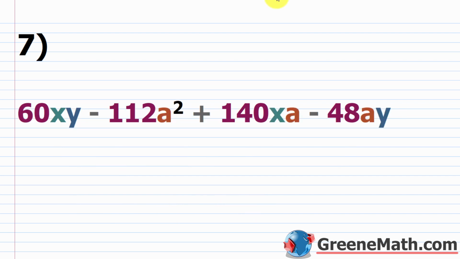All right, let's look at problem number 7. So here we will have to actually rearrange terms. We have 60xy minus 112a squared plus 140xa minus 48ay. Okay, so first off, what's the GCF?